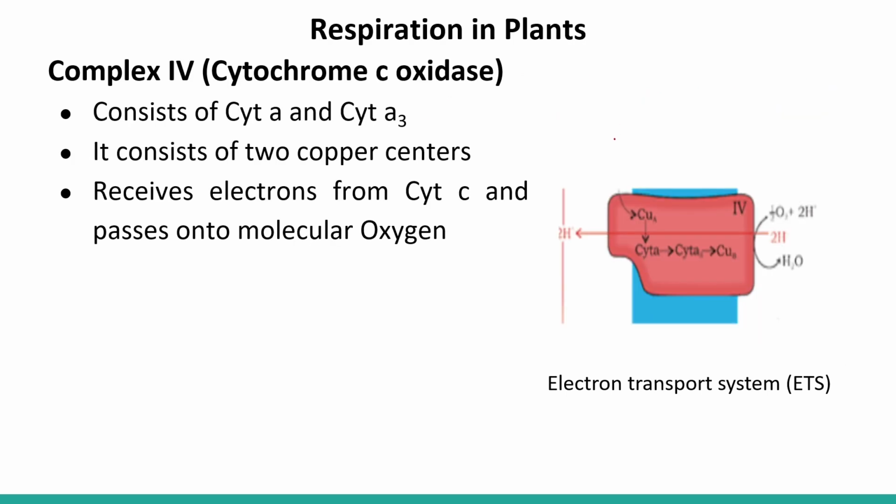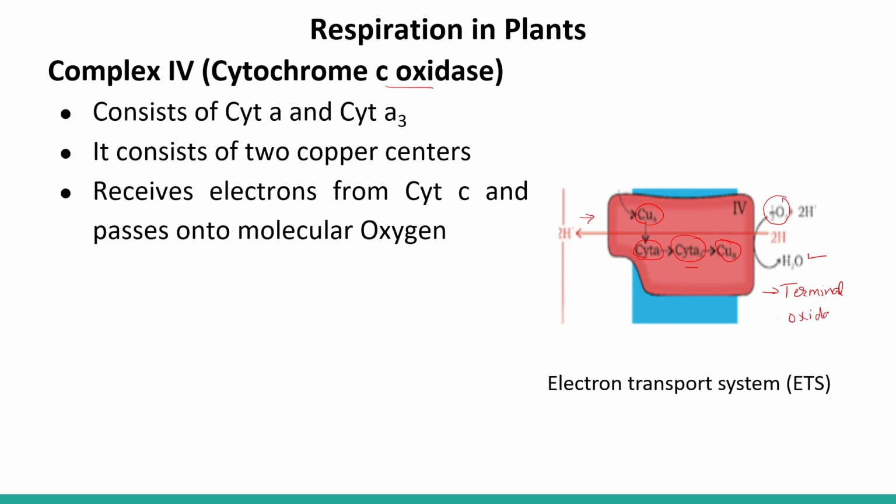4. Now this complex 4 is known as cytochrome C oxidase, and it consists of two cytochromes, cytochrome A and cytochrome A3, and there are two copper centers. One is this one and another is this one. Alright, and what is the unique feature here? The electrons here are transferred from cytochrome A3 finally to molecular oxygen and water is produced. So this is known as terminal oxidation.